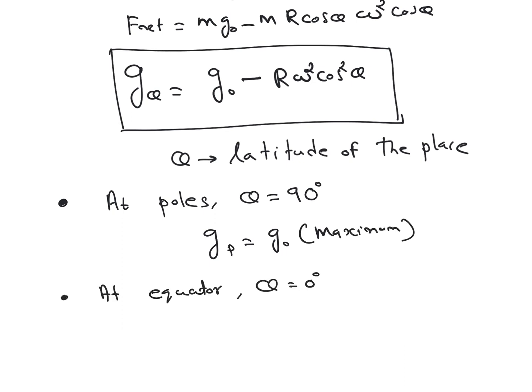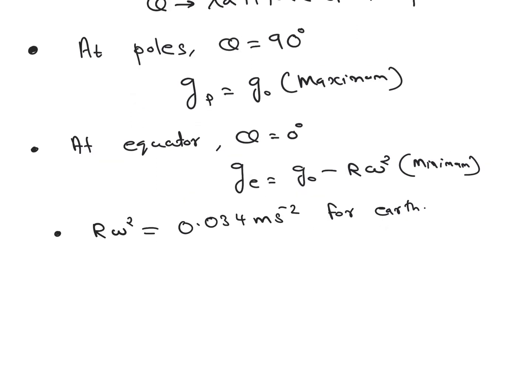And at the equator the value of theta is 0, so cos 0 is 1. So acceleration due to gravity at the equator has its minimum value, that is g naught minus R omega square, and the value of this R omega square is around 0.034 meter per second square for Earth. So there will be a variation of 0.034 meter per second square in acceleration due to gravity due to the rotation of Earth.